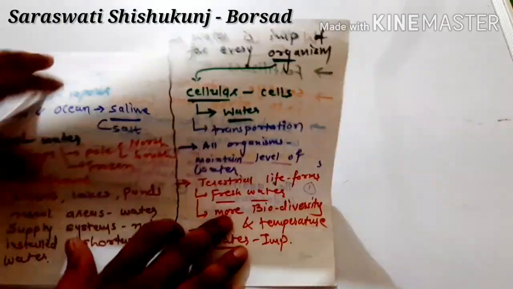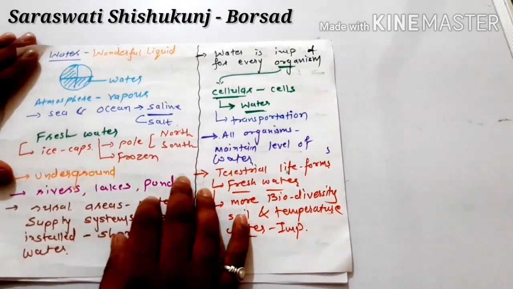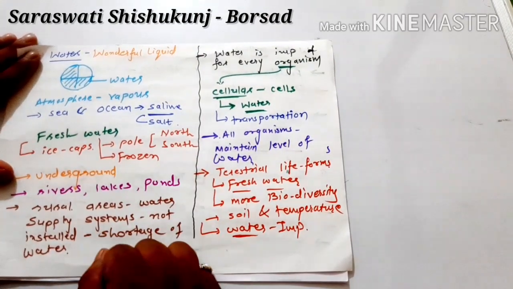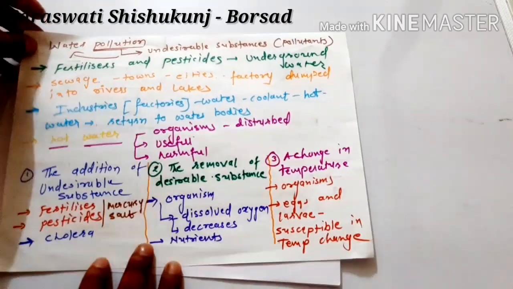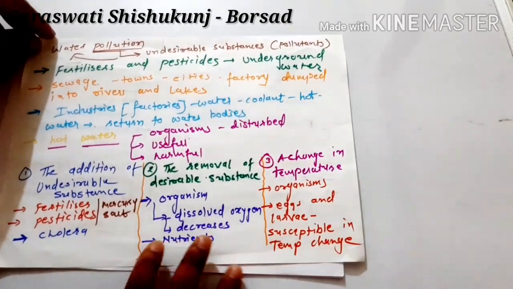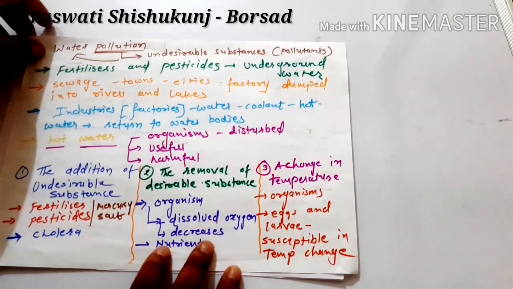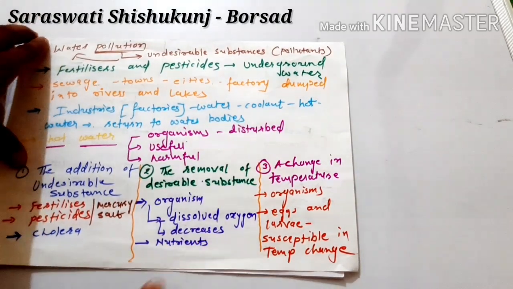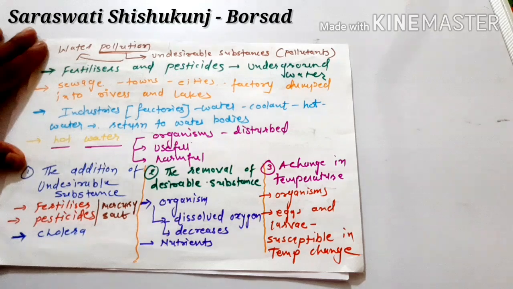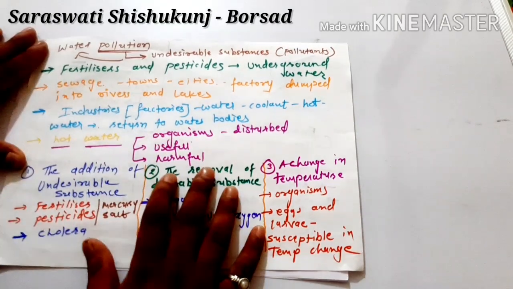Hello friends, in the last lecture we discussed the importance of water, what fresh water is, where fresh water is found, and why water is important. Also we discussed what water pollution is and how our water is polluted. In that we discussed three main points: the addition of undesirable substances. If an undesirable substance is added into water, that is water pollution. If a desirable substance is removed from the water, that will also be considered water pollution.